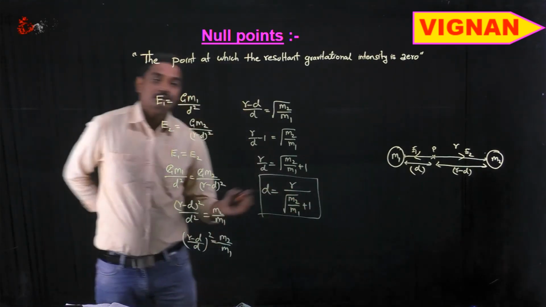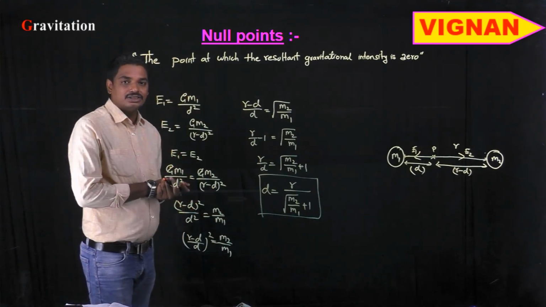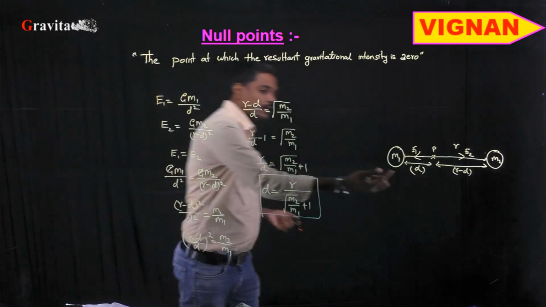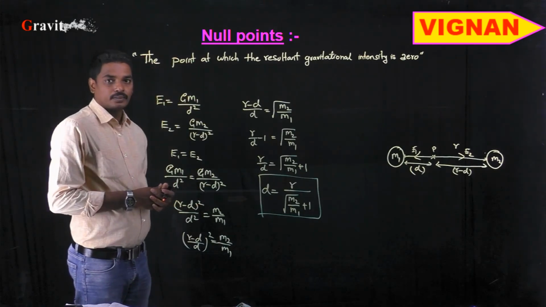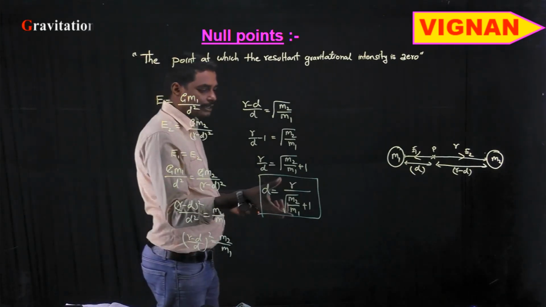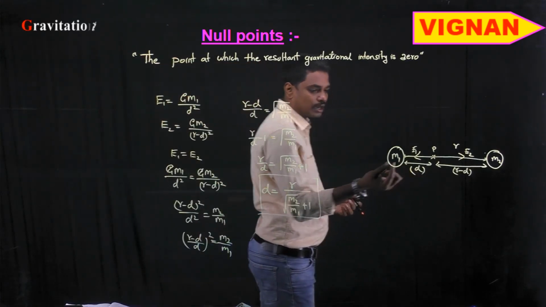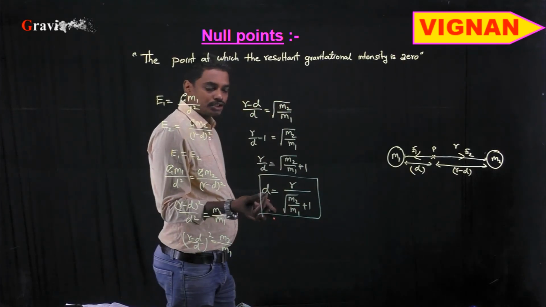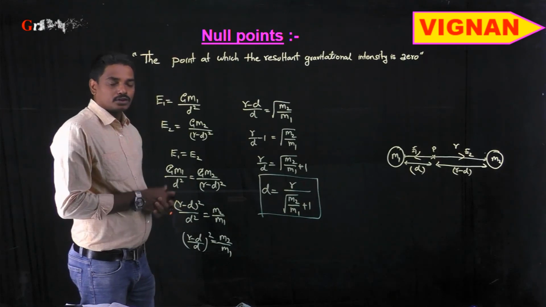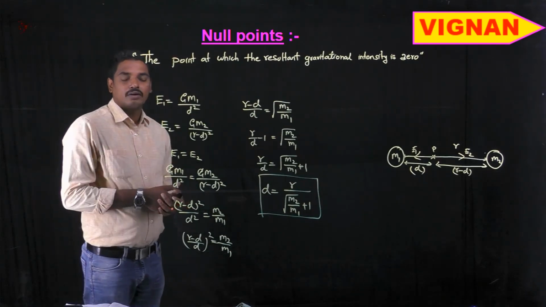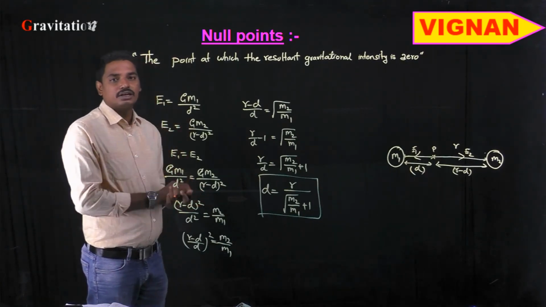So the distance of the null point, where the gravitational field intensity is 0, from the mass m1 is r divided by root over m2 by m1 plus 1. While applying this mathematical formula, we need to know that the distance d is calculated from the mass m1. So d is equal to r divided by root over m2 by m1 plus 1 is the position of the null point where the gravitational field intensity is 0.